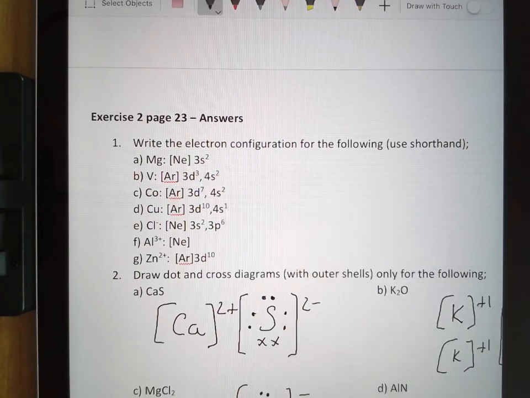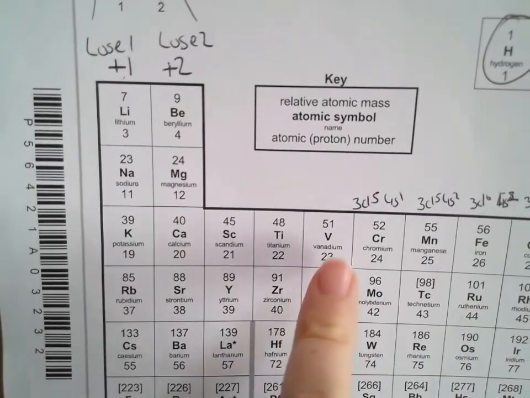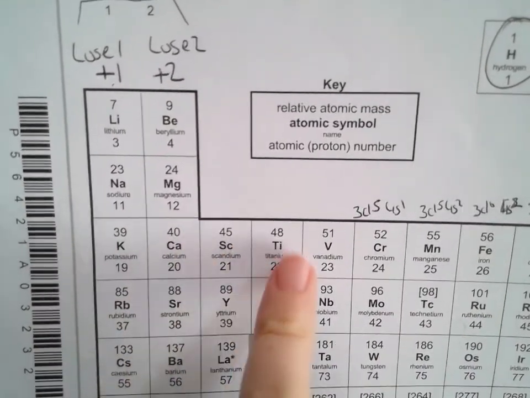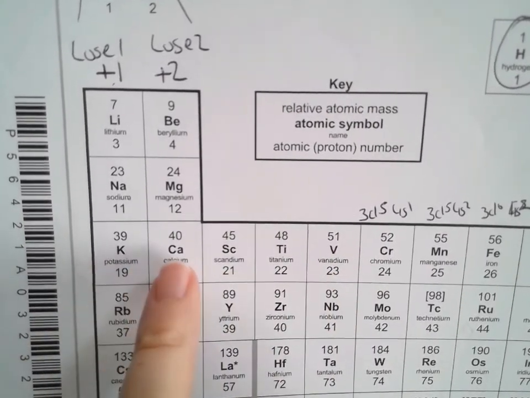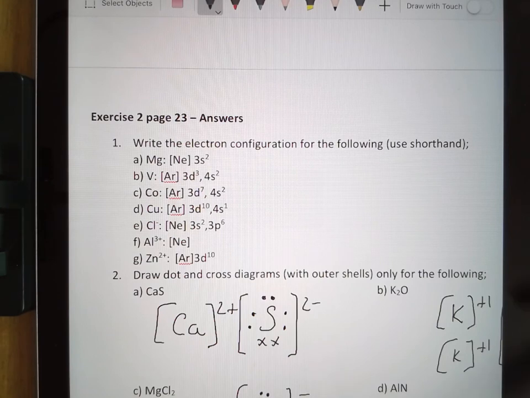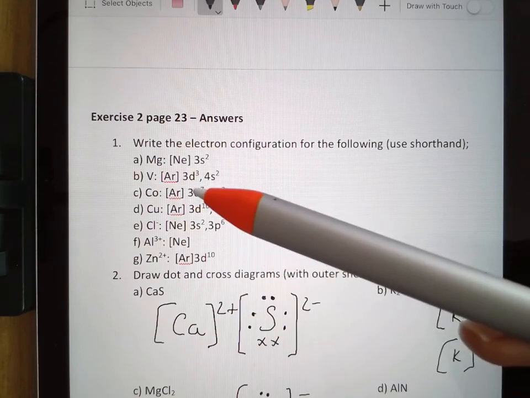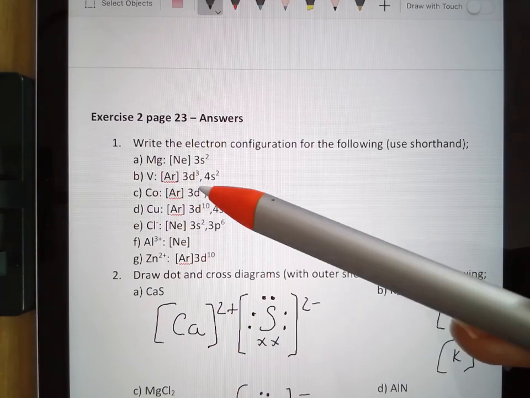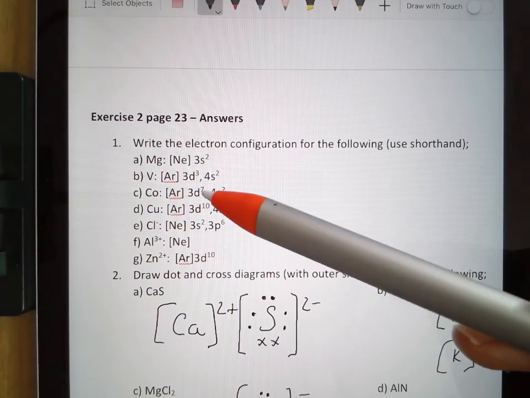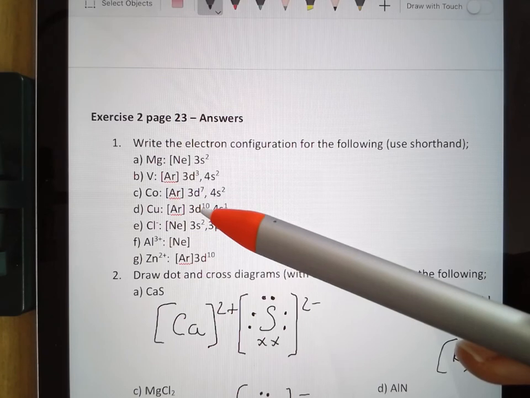For vanadium, the noble gas above vanadium is argon. After argon, you have another 1, 2, 3, 4, 5 electrons to assign for vanadium, and they fill into the 4s2, and then you've got 3d3. For cobalt, after argon, you've got another 9 electrons to assign. You're going to put 2 electrons in the 4s orbital, giving you 4s2, and then 7 into 3d.